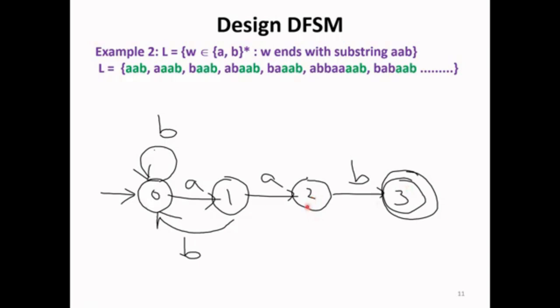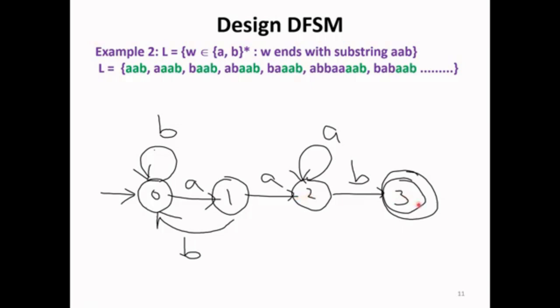Coming to state 2. State 2, I have a compulsory transition for B. What about A? Take a self loop and check. Can I have a self loop here? What happens if I have a self loop? If I don't take the self loop, it will be AAB ending with AAB. If I take the self loop A, B, then also it ends with AAB. So state 2 is satisfied.